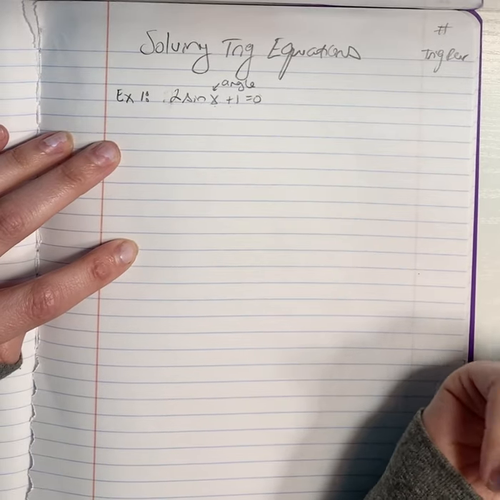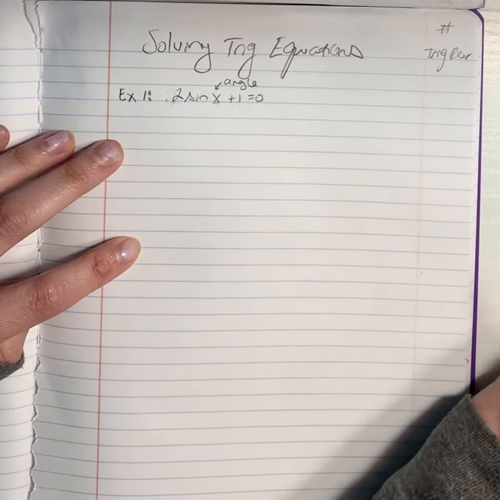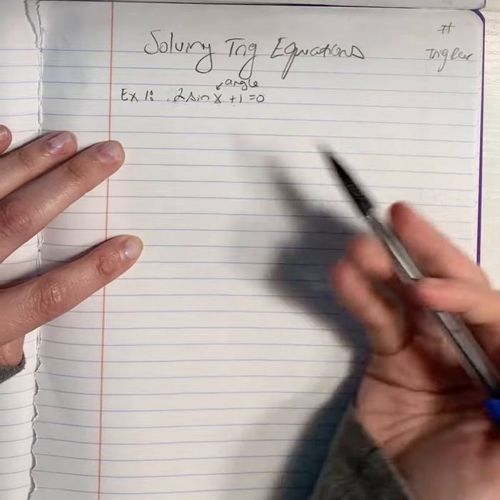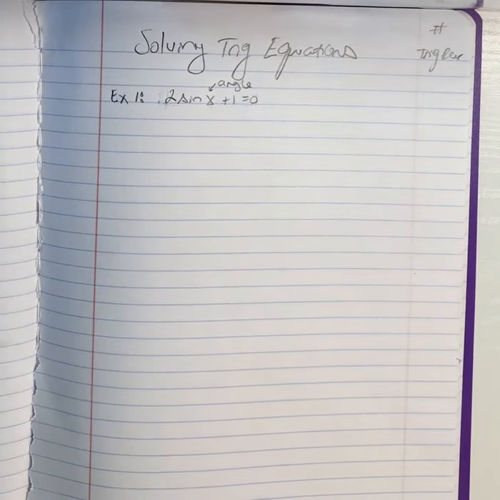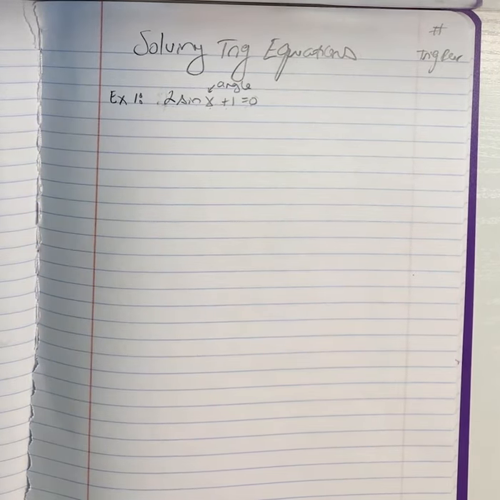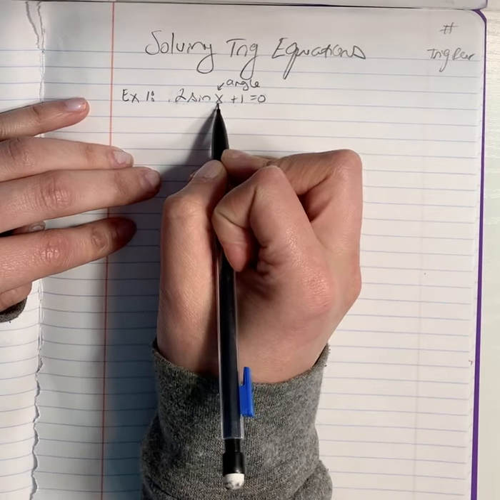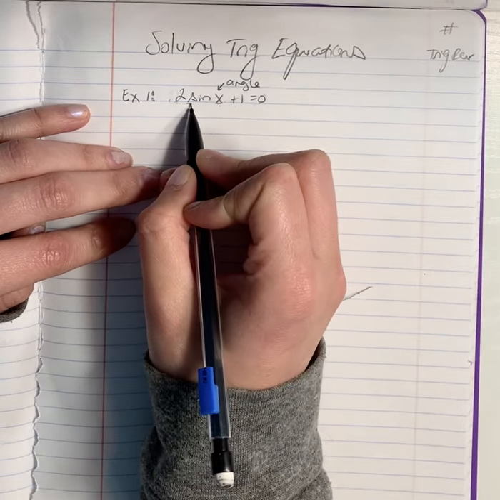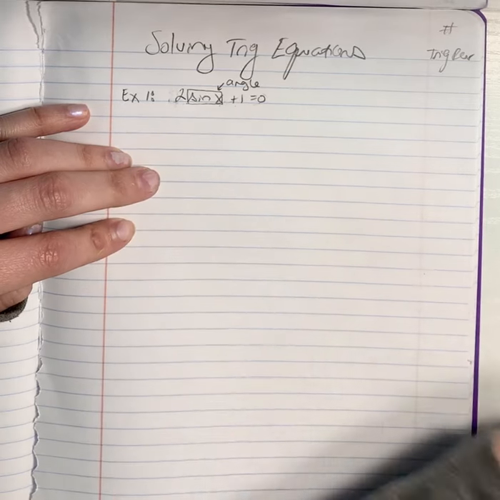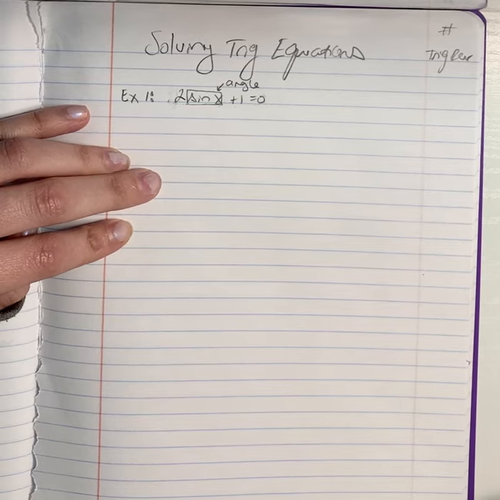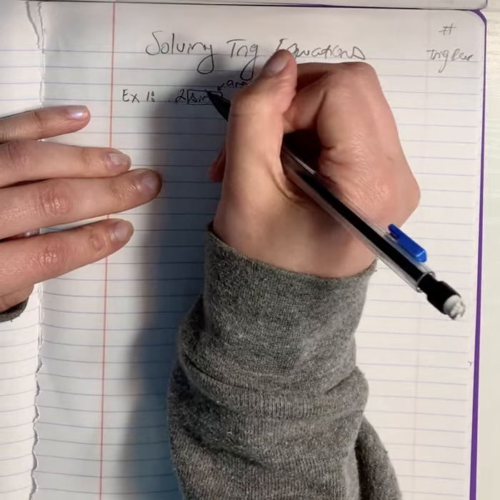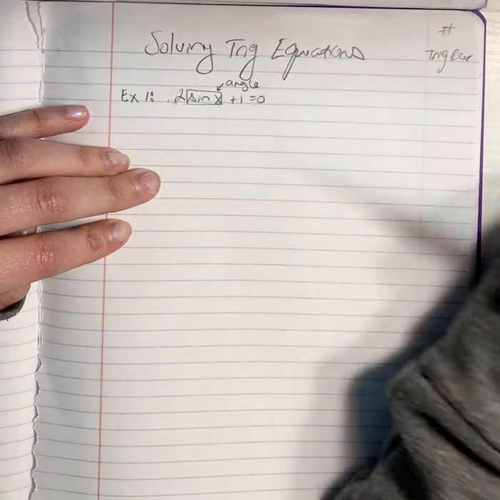I could start testing angles and substituting 30 degrees, 45 degrees, 60 degrees, and all these different angles, multiply by 2 and add 1 and see which one will give me 0. But that would take me a long time because there are a lot of angles to test. So instead, in order to solve for this missing angle, I need to first isolate the sine of x. Similar to when we're doing square roots, we need to isolate the square root function before we can use the inverse of the square root. We need to do the same thing with the sine function. We need to isolate the sine function first before we can actually solve for this x value.